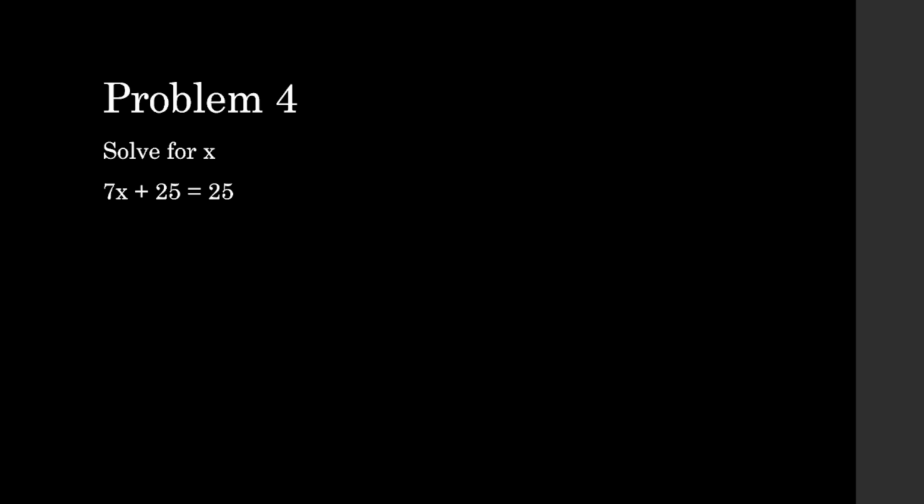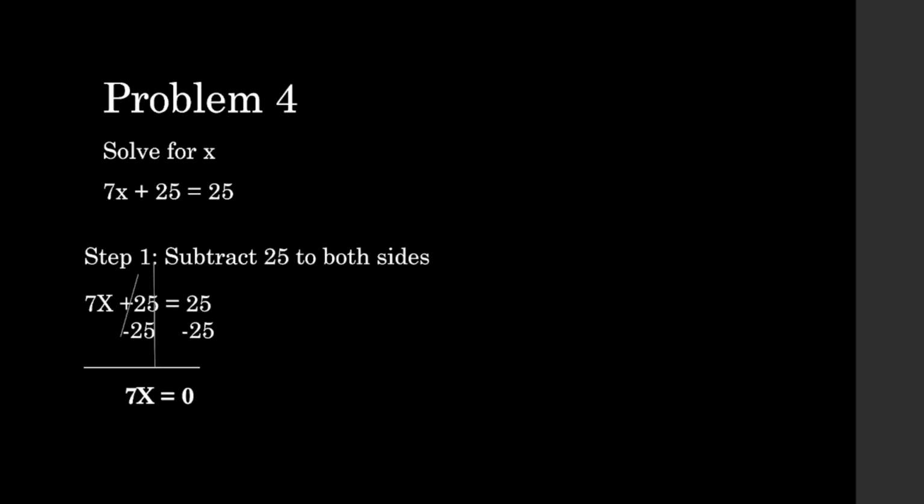Okay, so hopefully you guys had enough time. Let's review this together. Step 1 is to subtract 25 from both sides, right? Because you're going to get rid of the constants first.